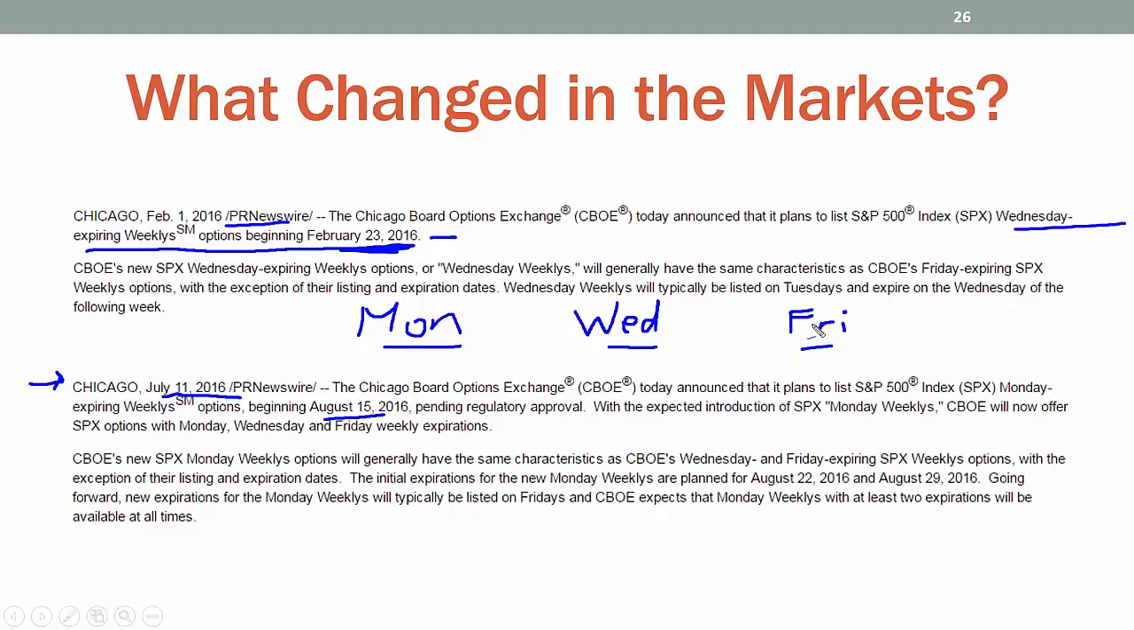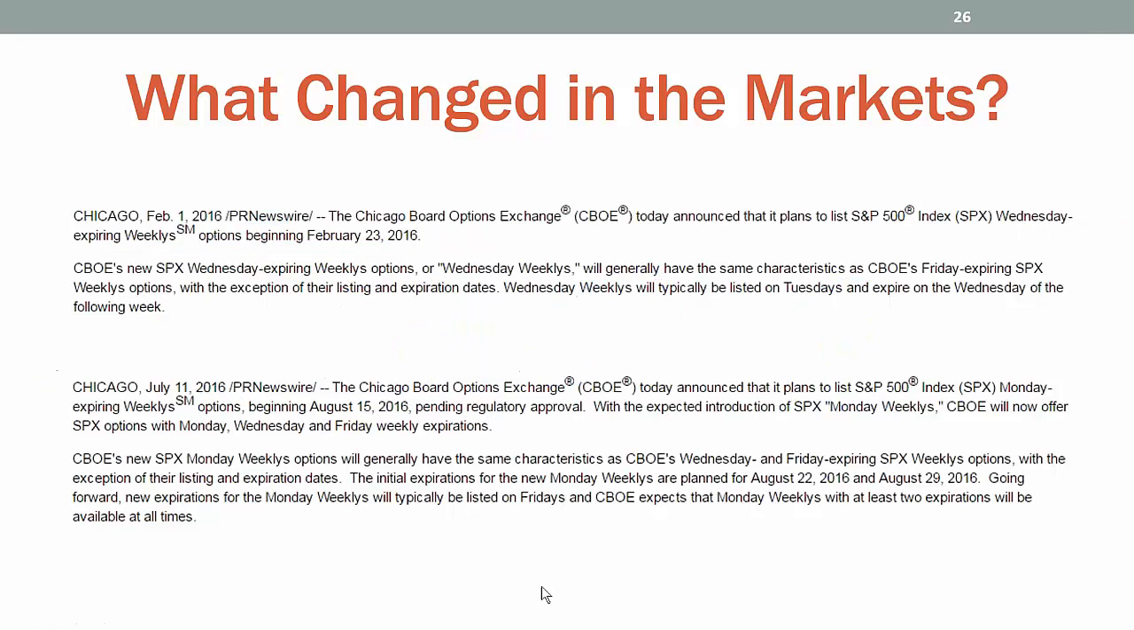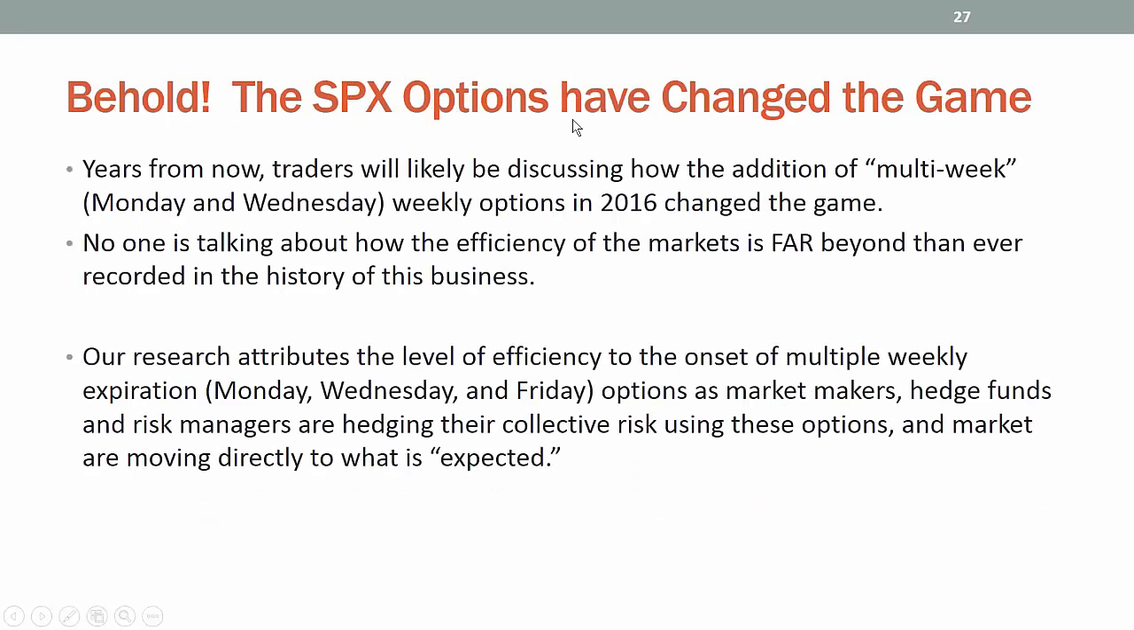Why is this so important? So we looked at the sheer magnitude that 60% of all the option contracts that are trading have to do with the SPX. Now they have a Monday, a Wednesday, and a Friday expiration. I'm going to show you exactly why. This is going to baffle you a little bit. Behold, the SPX options have changed the game. Years from now, traders will likely be discussing how the addition of multi-week Monday and Wednesday, as well as Friday, weekly options in 2016 changed the game.